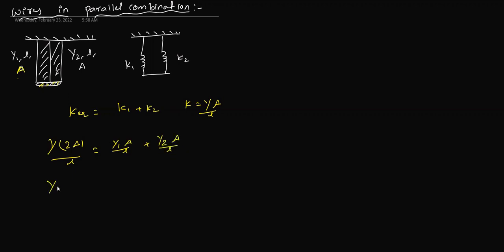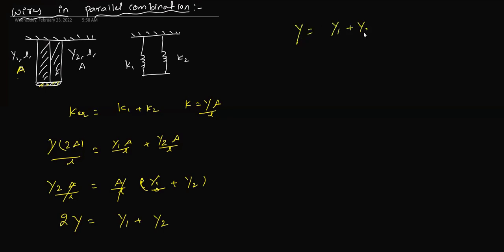So, Y into 2A by L is equal to, taking A by L common, Y1 plus Y2 remains here. So A by L will get cancelled. 2Y equals Y1 plus Y2. Therefore, Y equals Y1 plus Y2 by 2. This is for two wires connected in parallel combination. If three wires are connected in parallel combination, Y can be written as Y1 plus Y2 plus Y3 by 3.